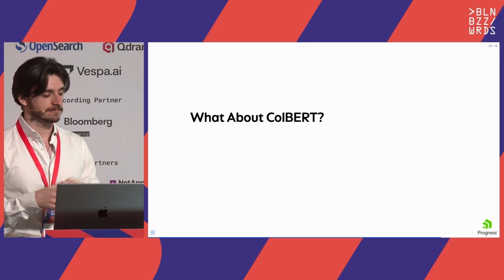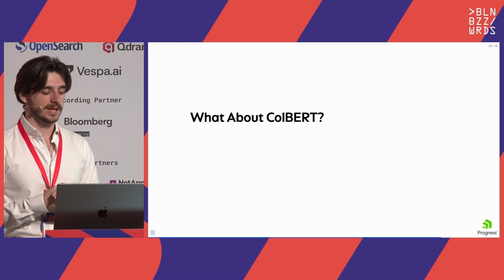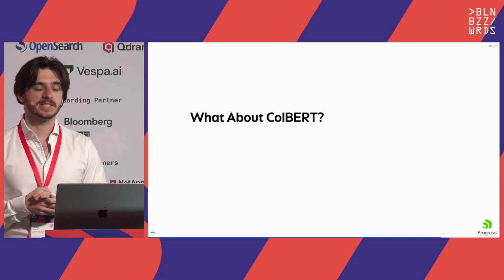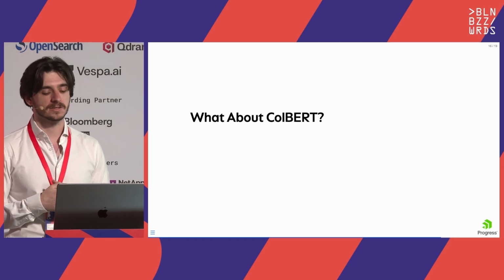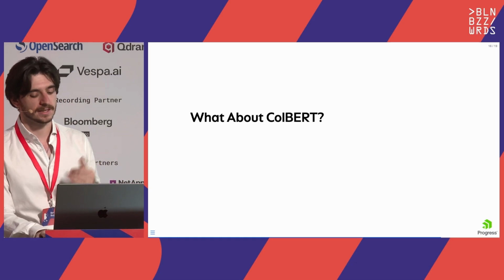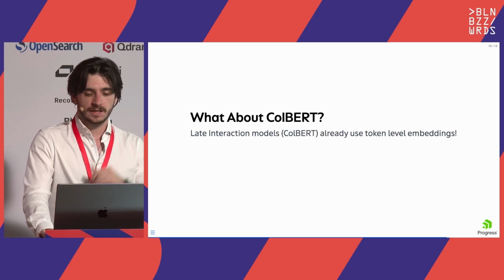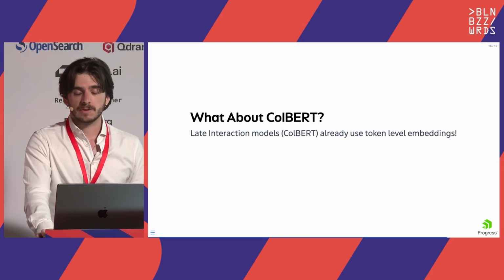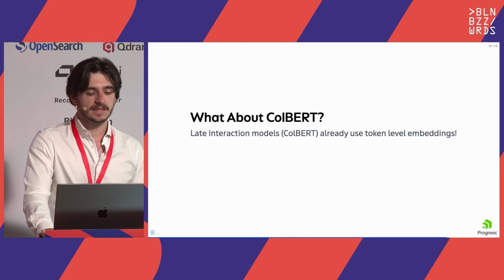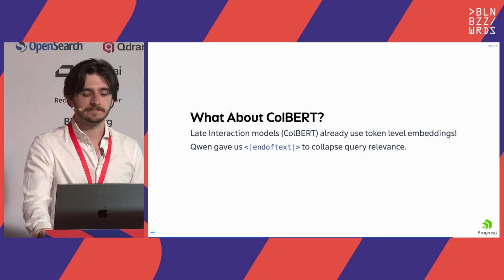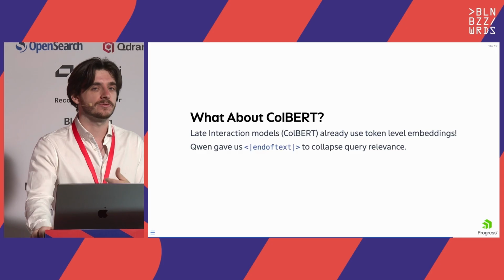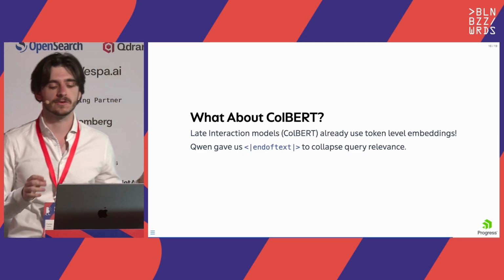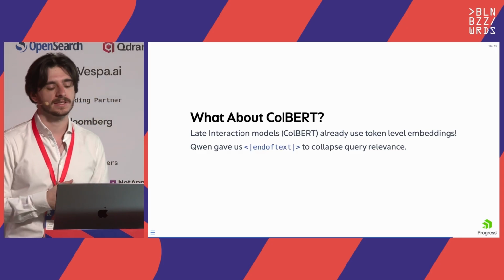So when I was about to close the experiment, Jina released the Jina Embeddings v4 model and I actually tested that one, and it showed promising results on the example query. So I went ahead and did some more testing. As I said, they already use those token level embeddings, so they are good candidates for this task. And Qwen gave us that end of text token, which made it super easy to have a relevance signal for the whole query, or a relevance value, let's say.